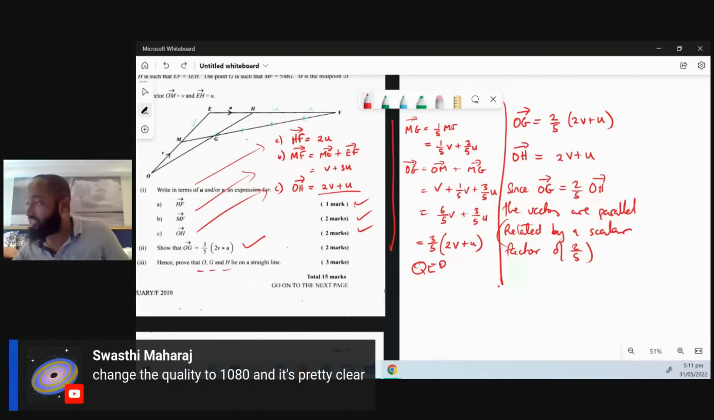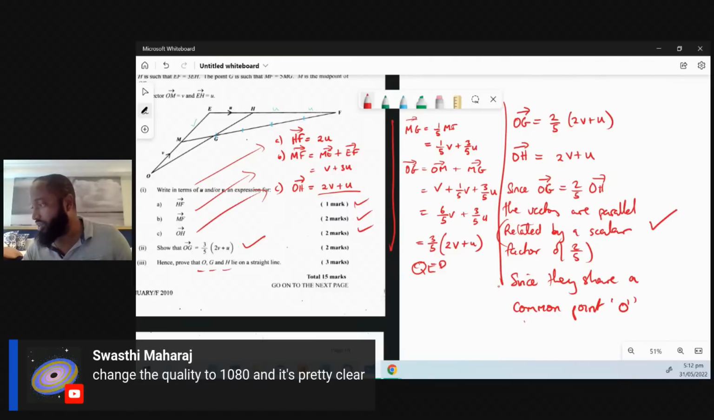But that's not it. You just prove that they're parallel. And since they share, this is the next part, they share or pass through a common point. They share a common point, and state the common point, O. The vectors, the points O, G, H must be collinear.